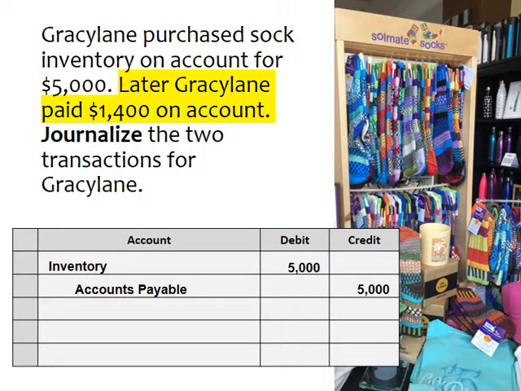The second transaction to record here is when Gracylane pays $1,400 on account. This means that Gracylane is paying $1,400 to Solmate socks towards the total amount it owes. What is happening here is cash is decreasing because Gracylane is sending the money. We have cash being credited to decrease it. The debit will be to accounts payable. Gracylane is decreasing what it owes here. So those are the two transactions in this hypothetical example.